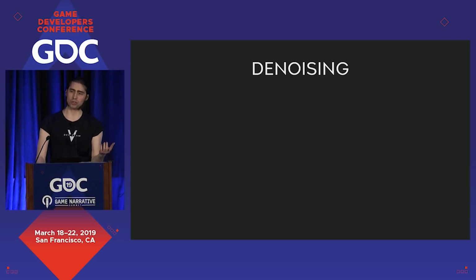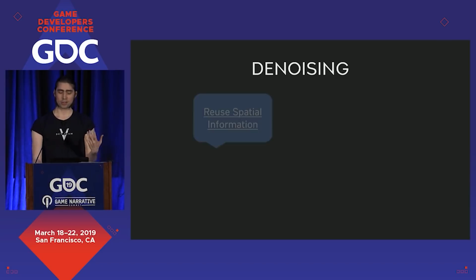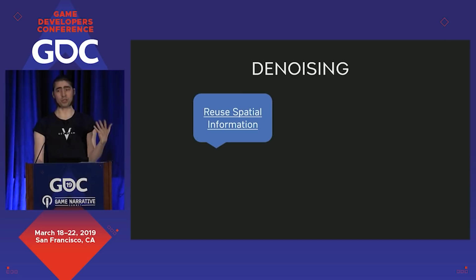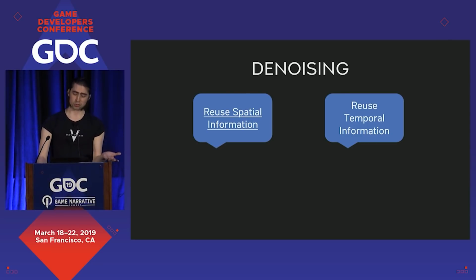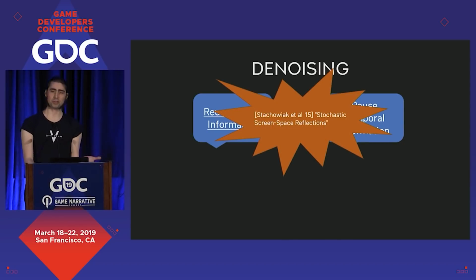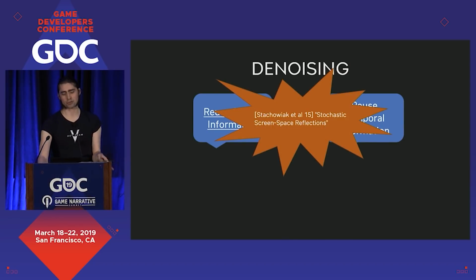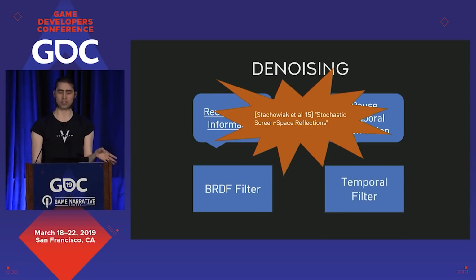When denoising, you want to figure out what your variance is. You want to gather lots of samples. Often you do this by shooting more rays. That's totally unacceptable. So we will try to reuse spatial information from other rays around us, and we want to reuse temporal information, that is, rays in the past. And unsurprisingly, if you've paid attention, Stachowiak et al. 2015 also did this. So we'll steal ideas from that presentation as well. They had a BRDF filter, which we're going to steal and modify, and a temporal filter, which we're going to steal and modify.